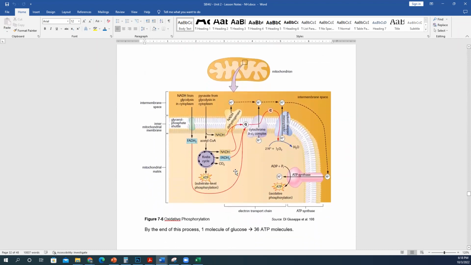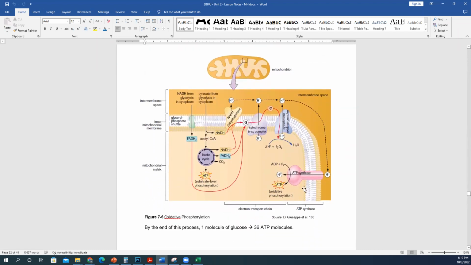Let me see if I have a picture of it here. Yes, this is the enzyme ATP synthase. So as these protons that all collected inside the intermembrane space want to return back and travel down this proton gradient, the energy of this transport is used for oxidative phosphorylation of ADP to produce ATP. So by the end of the process, in total, one molecule of glucose produces in total 36 molecules of ATP.